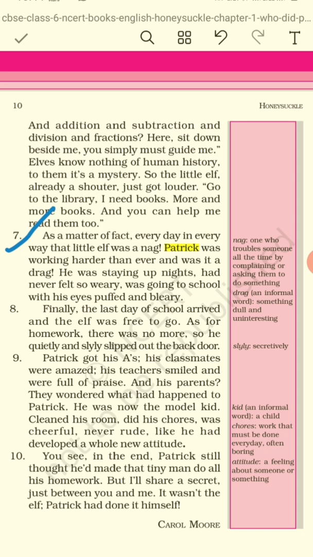He was staying up nights, had never felt so weary. He was so tired. Weary means tired. He was going to school with eyes puffed and bleary. So he had sort of swollen eyes, which reflected that he had been working hard and staying up late at nights. So this is what he had been doing. The lazy Patrick had now suddenly turned up to be a hardworking, well-natured person. Am I clear? Yeah. So moving on.